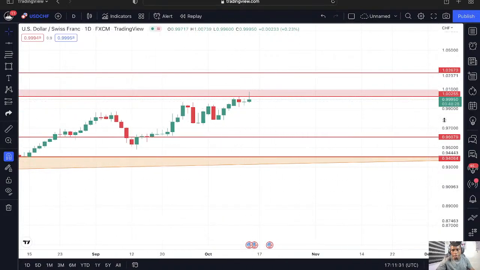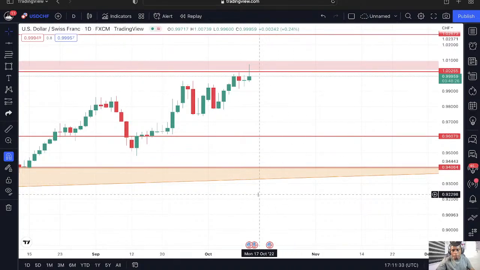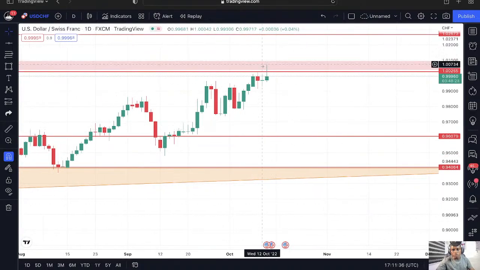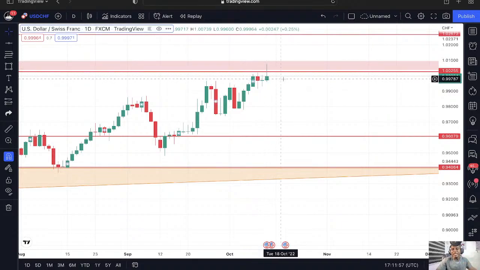As you can see, price went into that resistance zone, and it was resisted, it was pushed back, and we can see the pushback currently forming a pin bar at that resistance level. If today's candle closes as a pin bar, this is a significant signal.